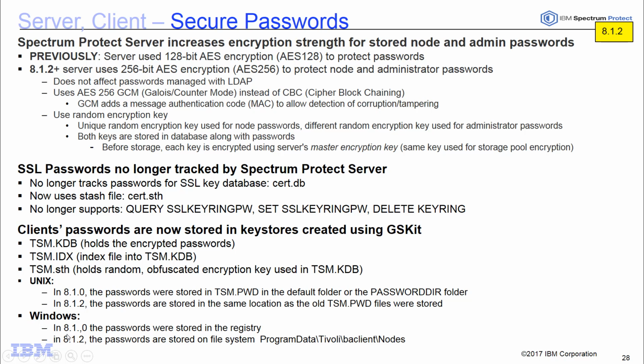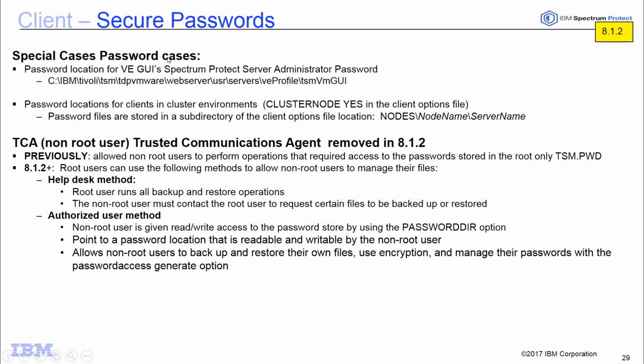In Windows, on 8.1.0, the passwords were stored in the registry, and now in 8.1.2 and above, the passwords are stored on the file system in the program data, Tivoli, BA client, nodes, and then in those files there. Okay, so changes to how we are protecting our passwords. There are a couple special cases here. If it's a VE GUI Spectrum Protect server administrator password, that will be stored in this directory. And password locations for clients in cluster environments, that is if you've set cluster node yes, then the password files are stored in a subdirectory of the client option files.